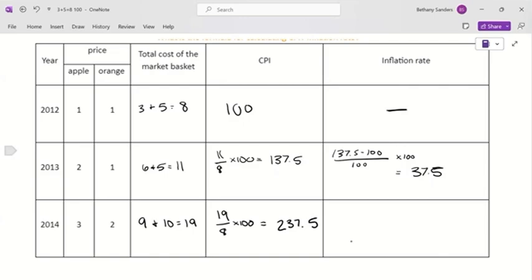Finally, we can calculate the inflation rate for 2014. So this would be current minus previous over previous times 100, and that comes out to 72.7.